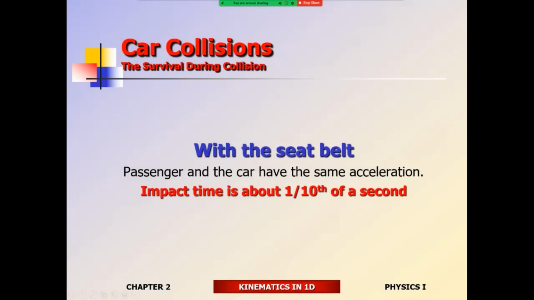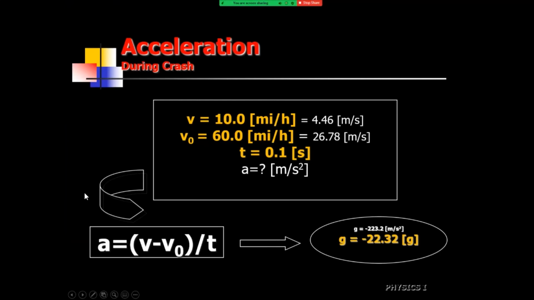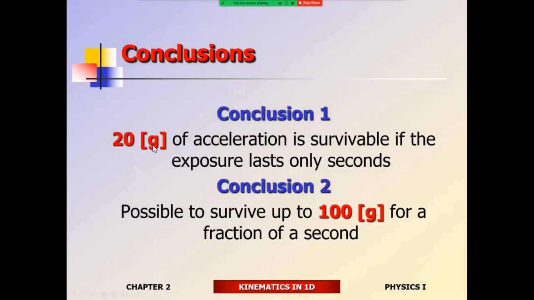That's it. So what does the seatbelt do for you? Well, the seatbelt attaches you to the car. That's the purpose of the seatbelt. So you have the same impact time as the car does. All right, so these people experienced some over 200 Gs, all of them.